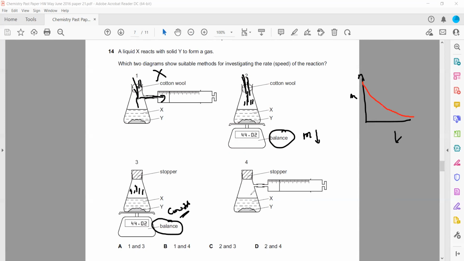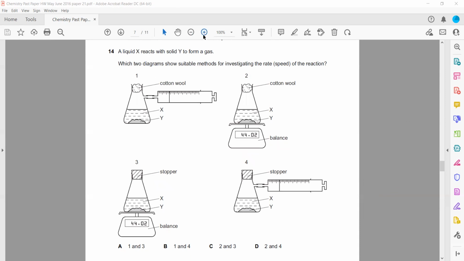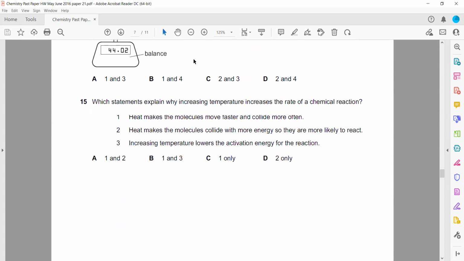When we check for 4, the gas is given off. As the gas is given off, this gas will be collected in a gas syringe. So what will happen? The volume will change and we can sketch a graph of volume and time and work out the rate by finding the slope. So 4 can be used, 2 can be used, and 1 and 3 cannot be used. That's why the option which includes 2 and 4, that is D. So either we allow all the gas to escape or we collect all the gas, then we can work out the speed or rate of the reaction.